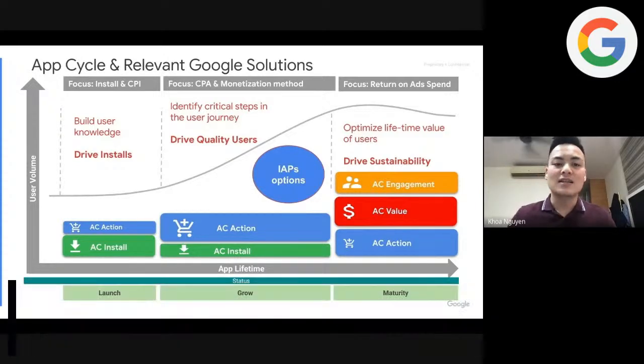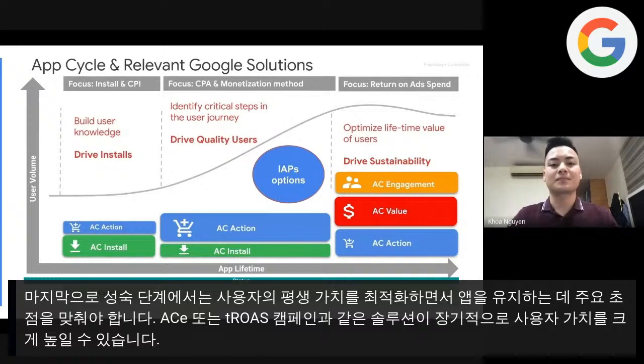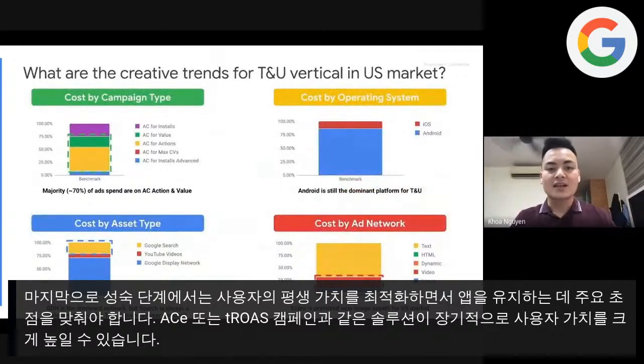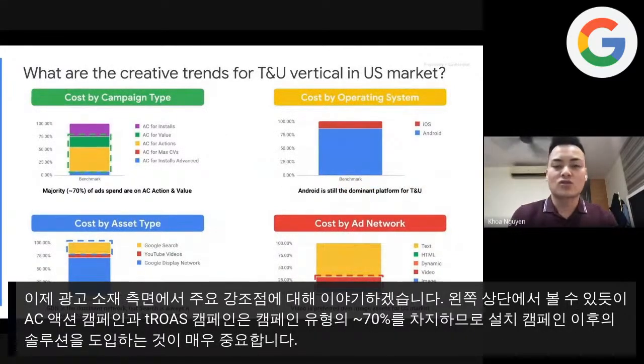Now, lastly, let's take a look at the maturity stage. Here, the main focus of us will be on sustaining the product while optimizing for the lifetime value of our users. This is when solutions like engagement or TROAS campaigns can significantly drive up the user value in the long term. Next, let's take a look at the creative trends for TNU vertical in the US market.